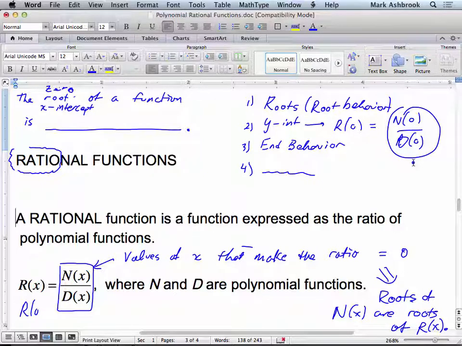Okay? End behavior we're going to do later. But so roots, where are you going to focus? You're going to focus on the numerator, because whatever makes the numerator 0 is going to make the whole fraction 0. So the roots of the numerator are the roots of r. Y-intercept, same as always. We want to know the y value when x is 0. So we plug in x equals 0.